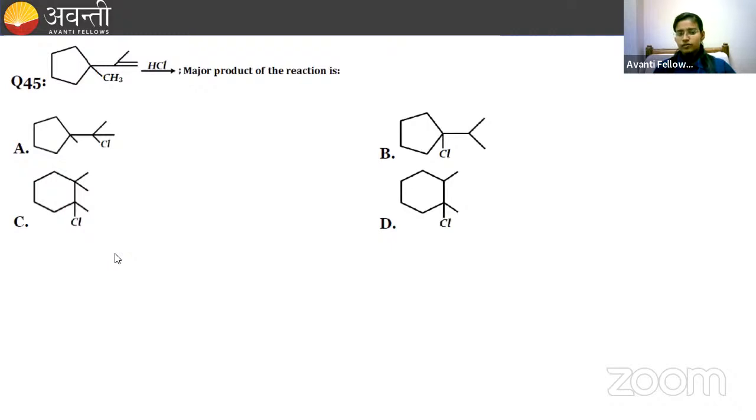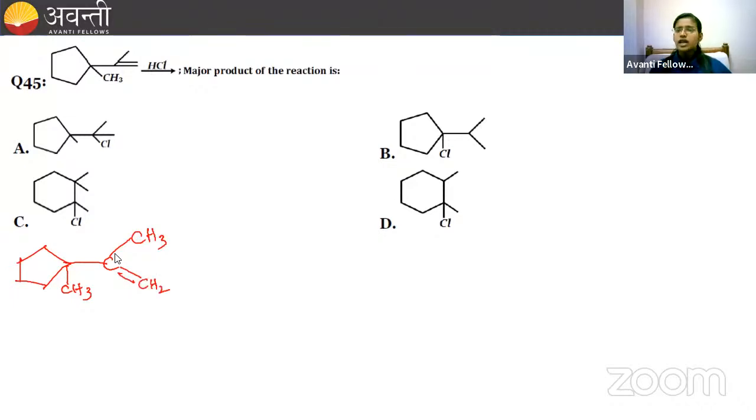Question number 45. So it is again an organic chemistry question. We have a compound which has an alkene and it is treated with HCl. We have to find out the major product of the reaction. So let me write the mechanism. Let me write the given compound first. The given compound has a 5-membered ring in the beginning, and I have a carbon with the methyl group attached, and also I have one CH3 and double bond CH2. So this is the given alkene.